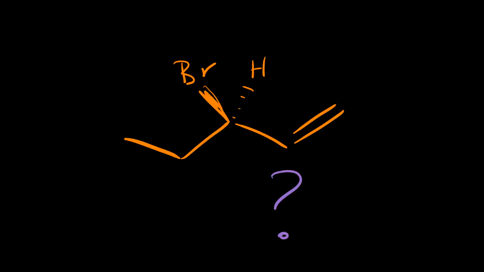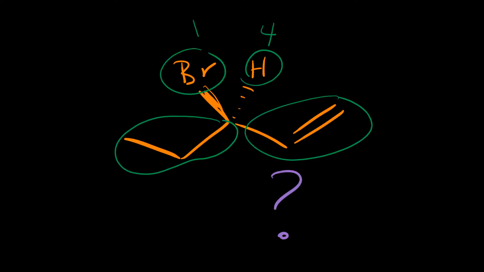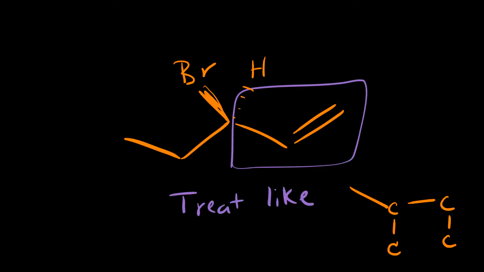Let's look at one that's a little bit more complicated. It's pretty easy to tell that group 1 is bromine and group 4 is hydrogen, but then we don't know how to handle this and this since they both have 2 carbons there. How are we going to prioritize those? So when you have a double bond, you're going to treat it as shown here. And so I'm going to go ahead and draw in the other hydrogen here.